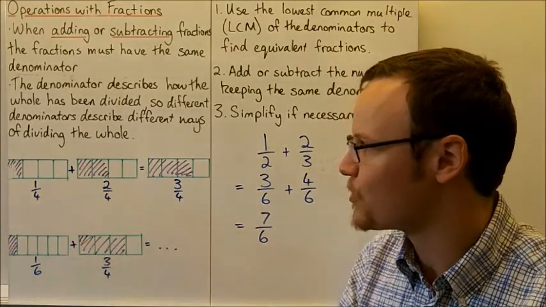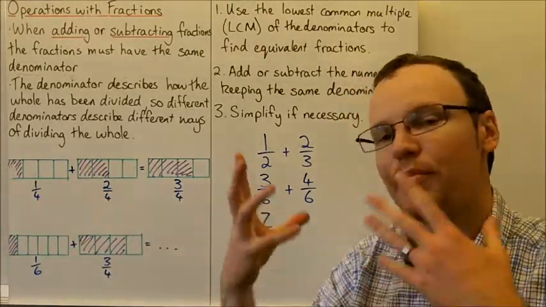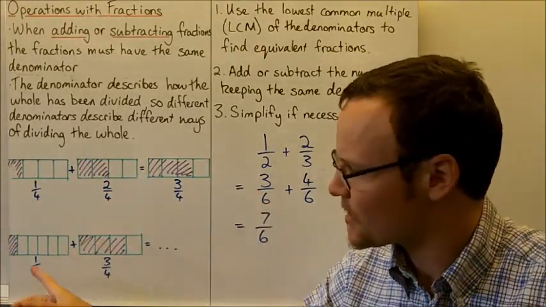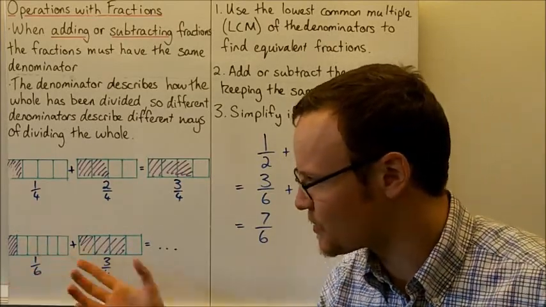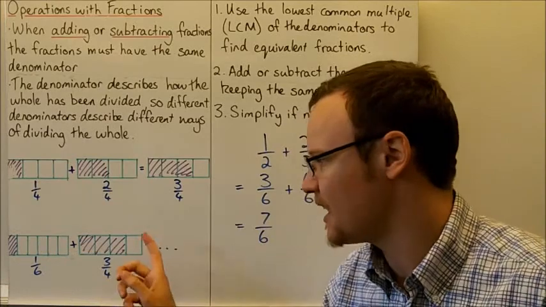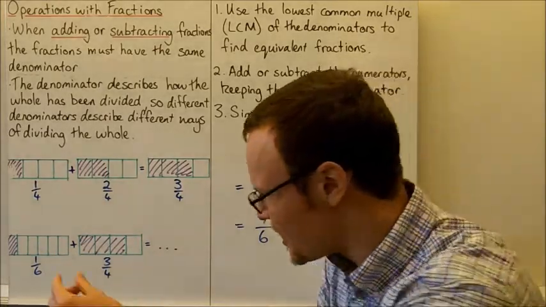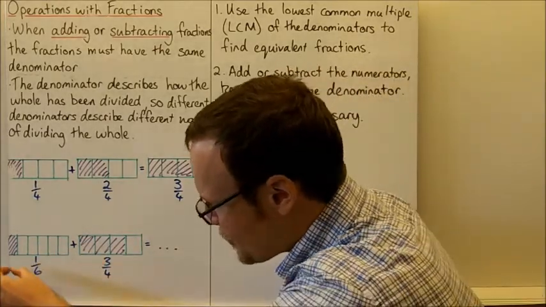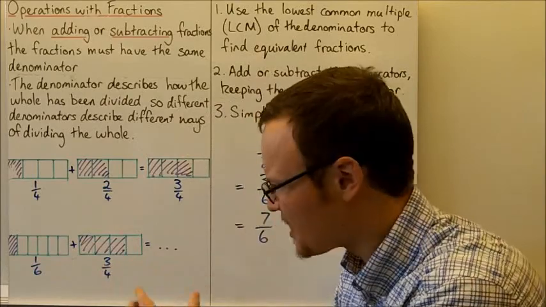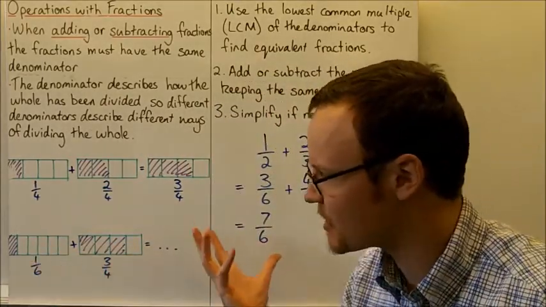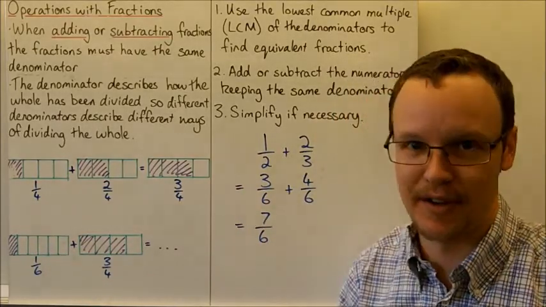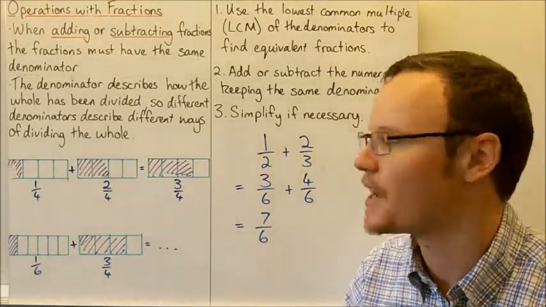If we've added a quarter and 2 quarters, that's very easy. We've got 3 of those quarters. But if we've got 1/6 and 3 quarters, it's a bit more challenging because we've divided one thing up into 6 and the other thing into quarters. So we can see we've got 3 quarters, we've probably got a bit more than 3 quarters, not quite a whole, but it's not very exact. So we don't exactly know. We need a method to be able to work this out, and this is how we do it.